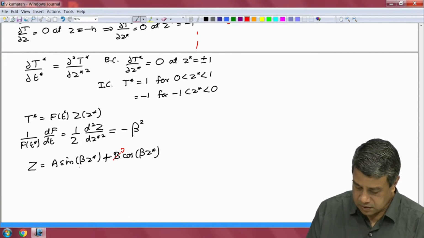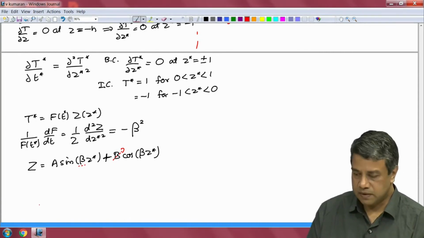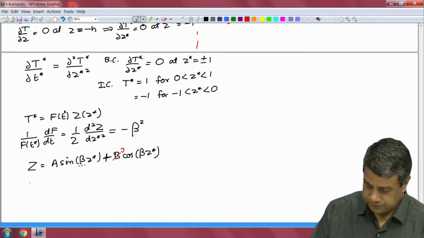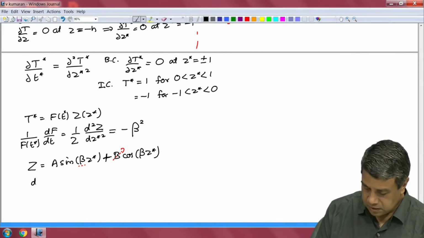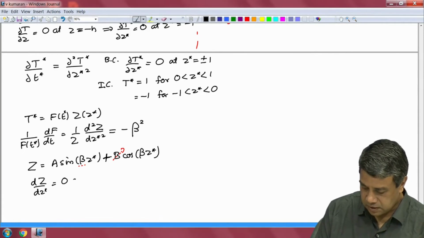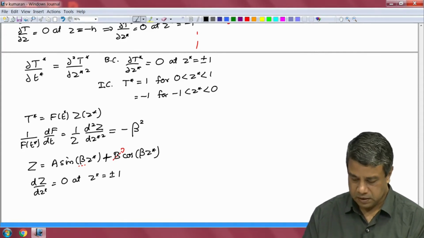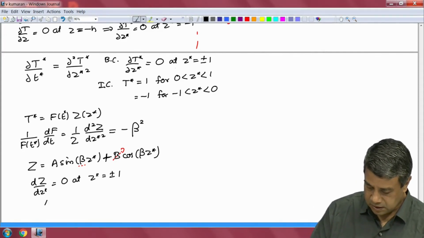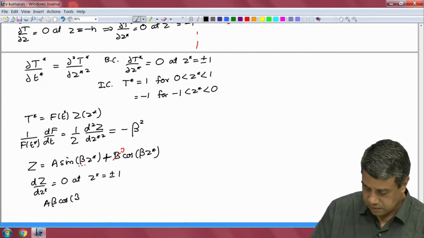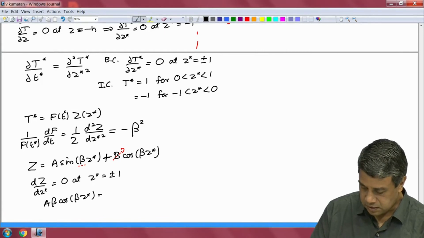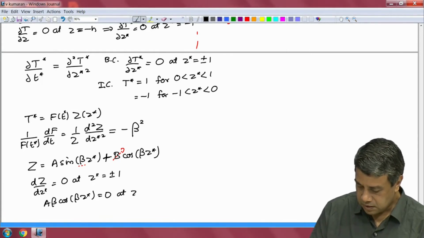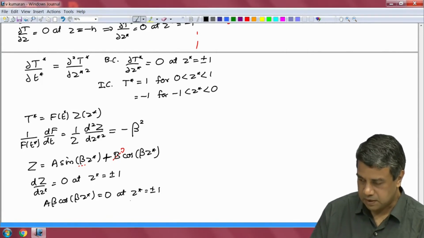The condition on beta is derived from the requirement that dZ by dz star is equal to 0 at z star is equal to plus or minus 1. This implies that a beta cos of beta z star is equal to 0 at z star is equal to plus or minus 1.